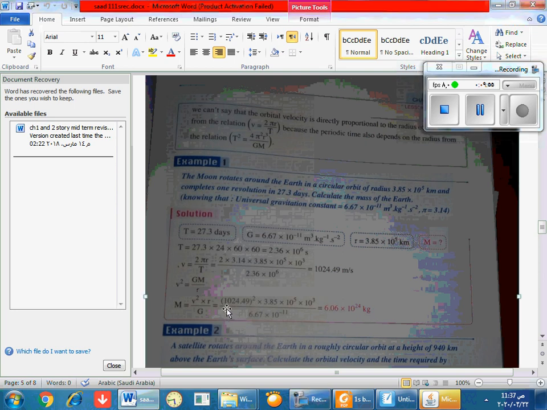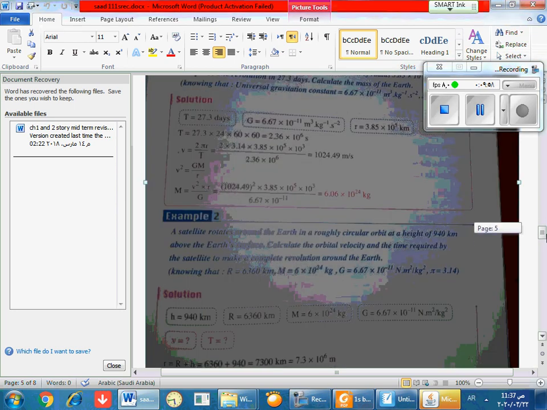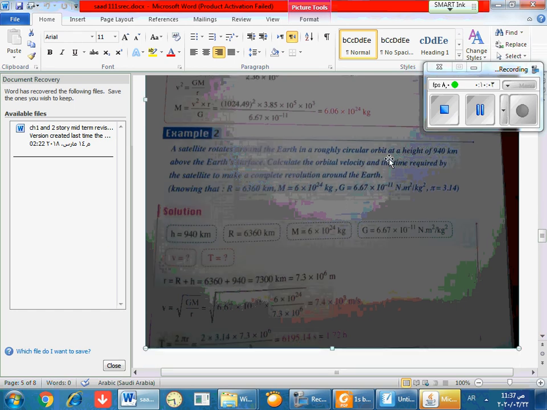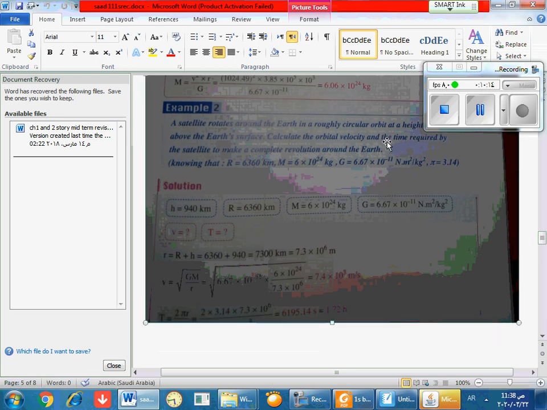Another example. A satellite rotates around the Earth in a regularly circular orbit at a height of 940 km above the Earth's surface. Calculate the orbital velocity and the time required by the satellite to make a complete revolution around the Earth. Knowing that R equals 6363 km, M equals 6 times 10 power 24 kg, and G equals 6.67 times 10 power negative 11, and pi equals 3.14.